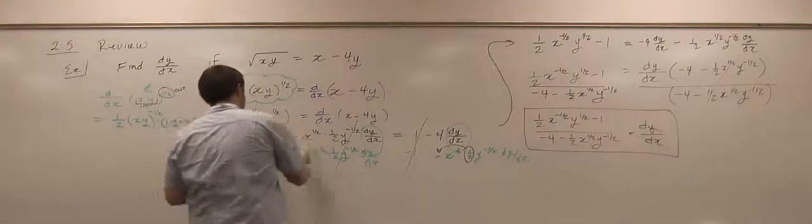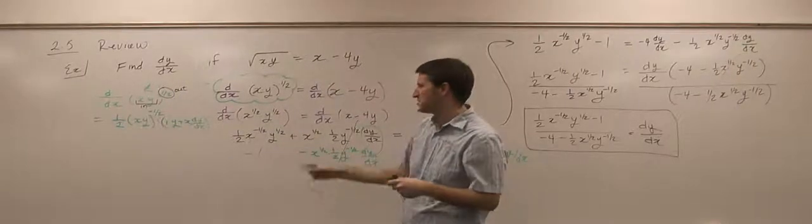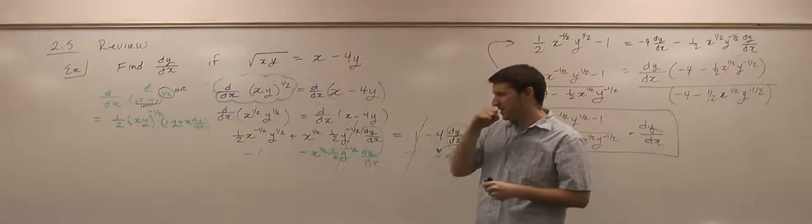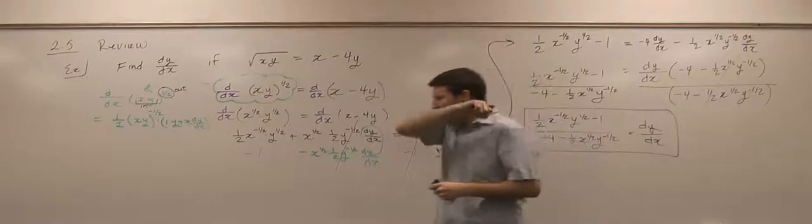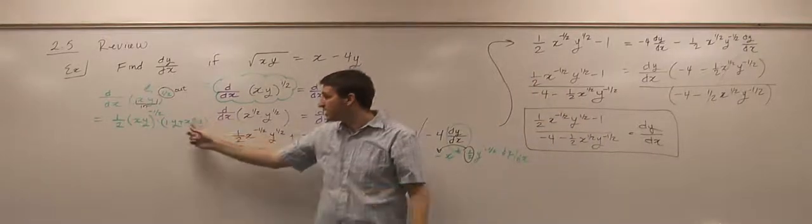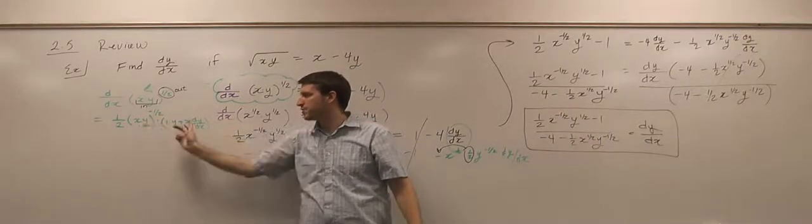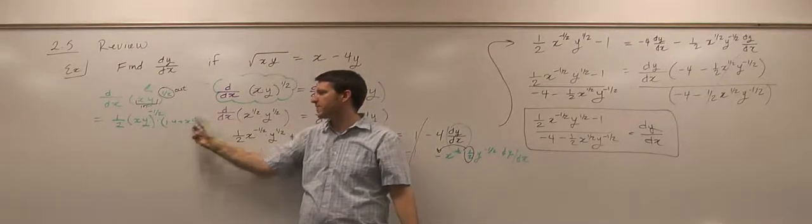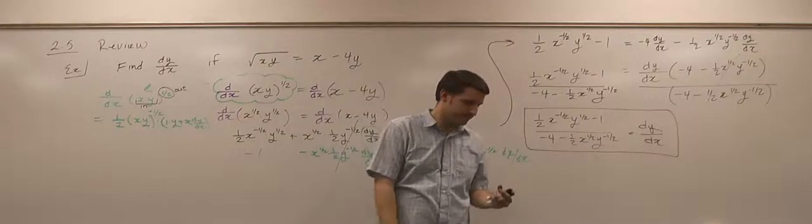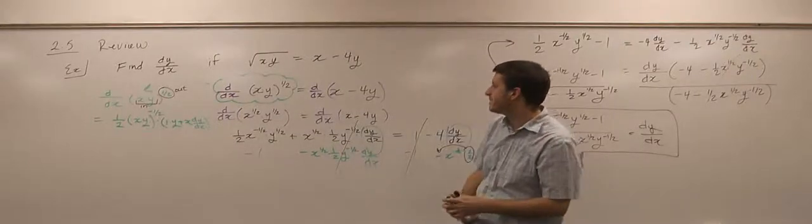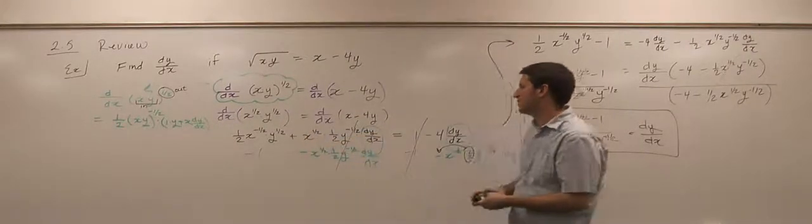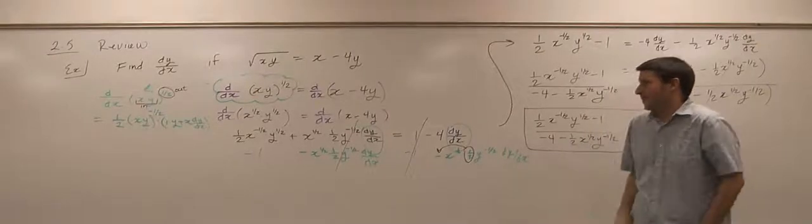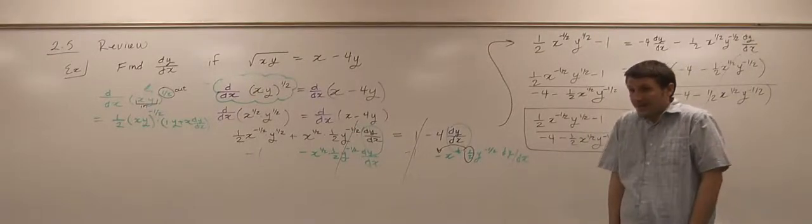I think we probably saved ourselves a little bit of algebra by doing it this way. Because to isolate dy dx, now we'd have to distribute. Right? If we're trying to isolate this, we have to get rid of these parentheses. We think this is the short one. Okay?